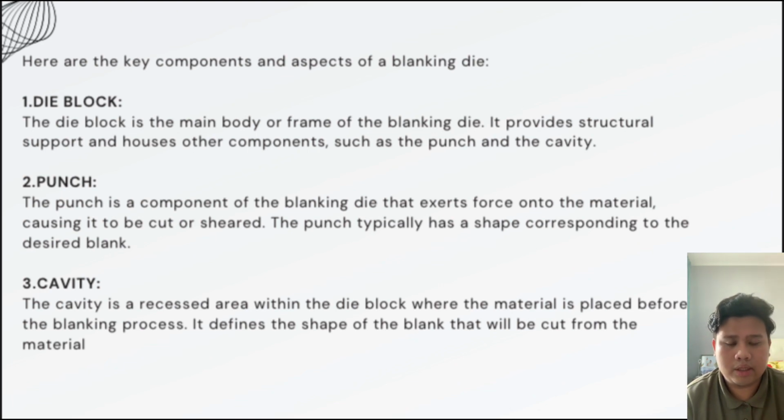First is the die block. The die block is the main body or frame of the blanking die. It provides structural support and houses other components such as the punch and the cavity. Punch: the punch is a component of the blanking die that exerts force onto the material, causing it to be cut or sheared. The punch typically has a shape corresponding to the desired part. Cavity: the cavity is a recessed area within the die block where the material is placed before the blanking process. It defines the shape of the blank that will be cut from the material.